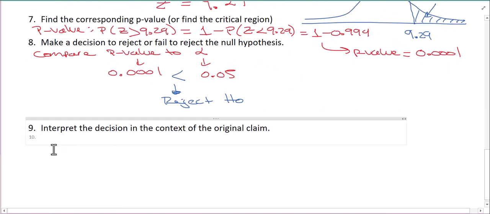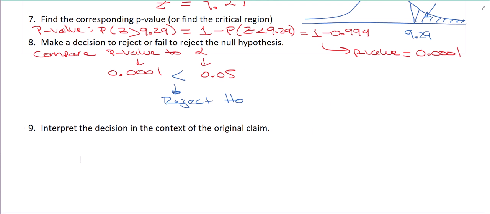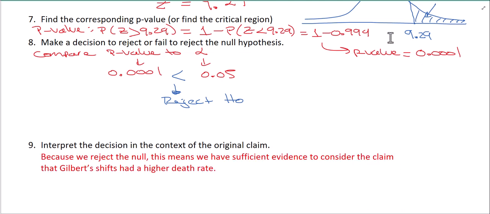Interpret the decision in the context of the problem. We kind of already did that by saying what it means to reject the null hypothesis. So let me write that down. Because we reject the null, this means we have sufficient evidence to consider the claim that Gilbert's shifts had a higher death rate. That's what it means to write it in the context of the original claim.